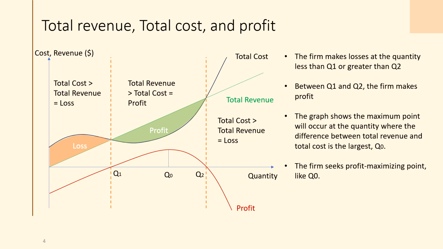The firm makes profit only between Q1 and Q2, the green area. The maximum profit occurs at Q0, where the gap between total revenue and total cost is the largest. This is the firm's optimal level of output.